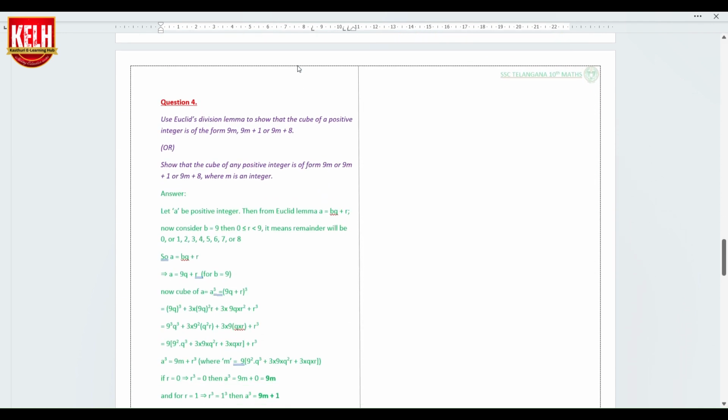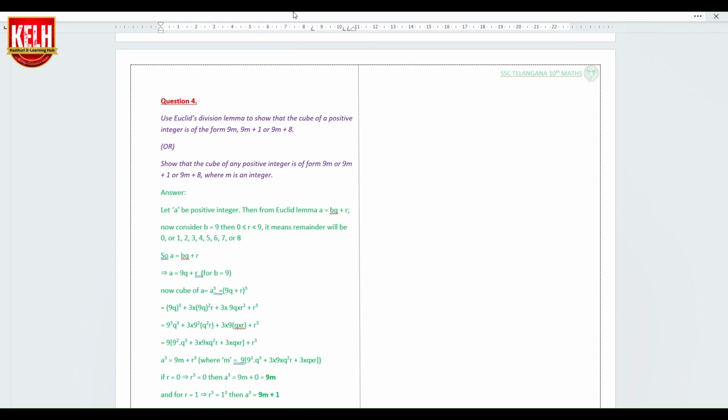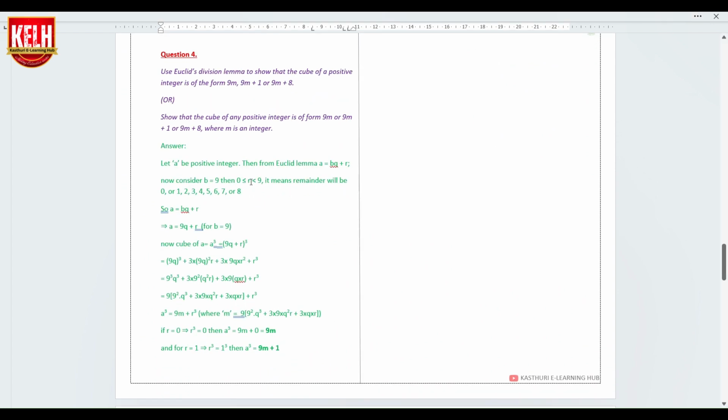Fourth question. Use Euclid's division lemma to show that the cube, now we said square, now we are talking about cube. Okay, so the first method is here and the second method is also here. So we will go with the second method, which is very easy to understand. What is our Euclid's lemma? a equal to bq plus r. Now we are taking b equal to 9 because in the question it is given 9m plus 1, 9m plus 8. So our 9 is the b.